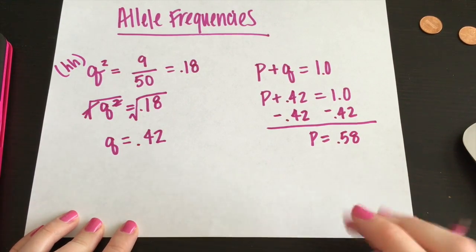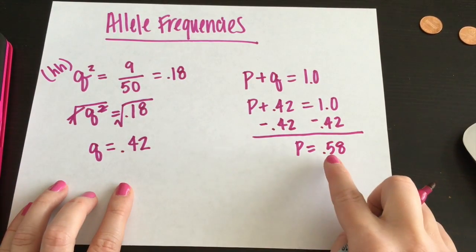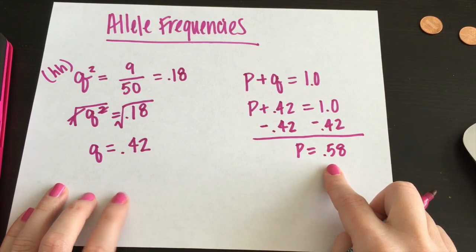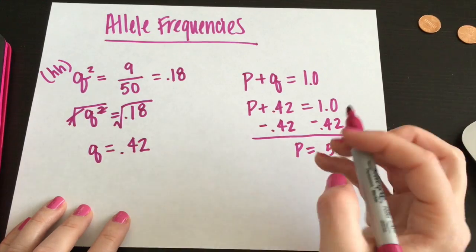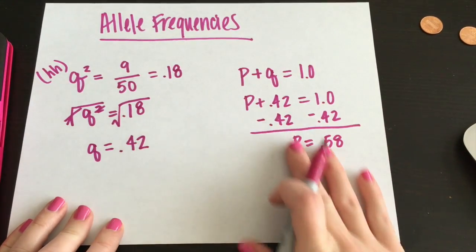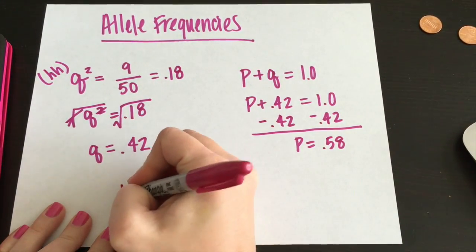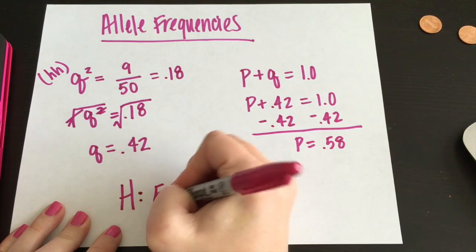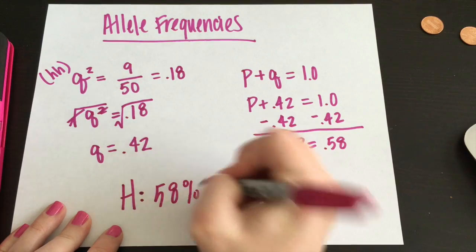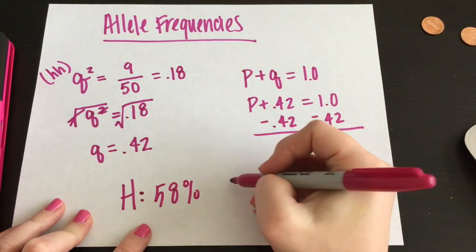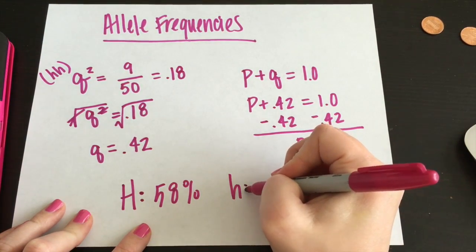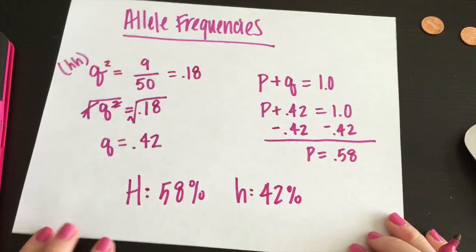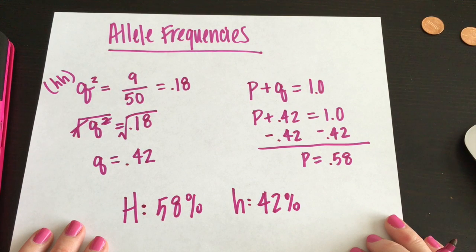All right, so what this is telling me, this is the frequency of the dominant allele. So let's translate what this is. That means we're going to see big H 58% of the time. And we're going to see little h 42% of the time. That's what that means. All right, so what is that?